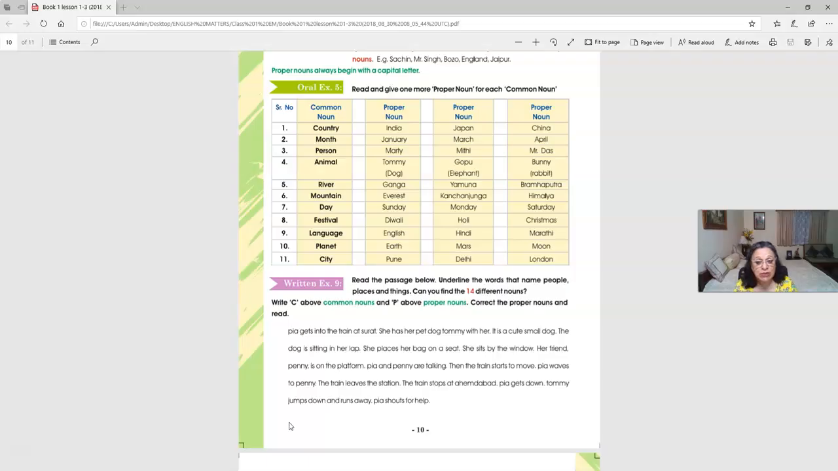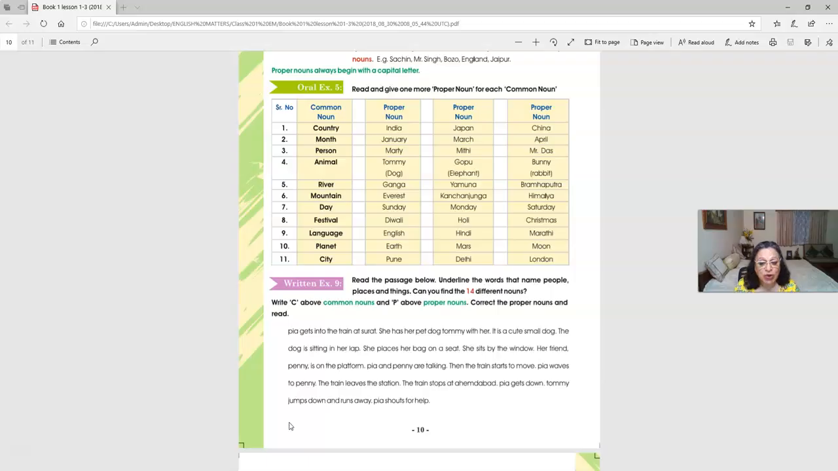But it is not Mr. Train. It is not Miss Train. We don't name the train. So that is why train is a common noun. At Surat. Surat is the name of the city. So it is a proper noun. Okay. She has a pet dog, Tommy.